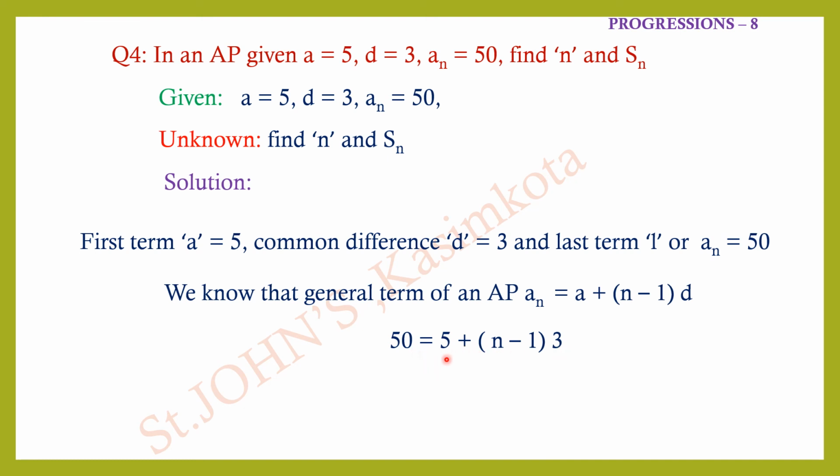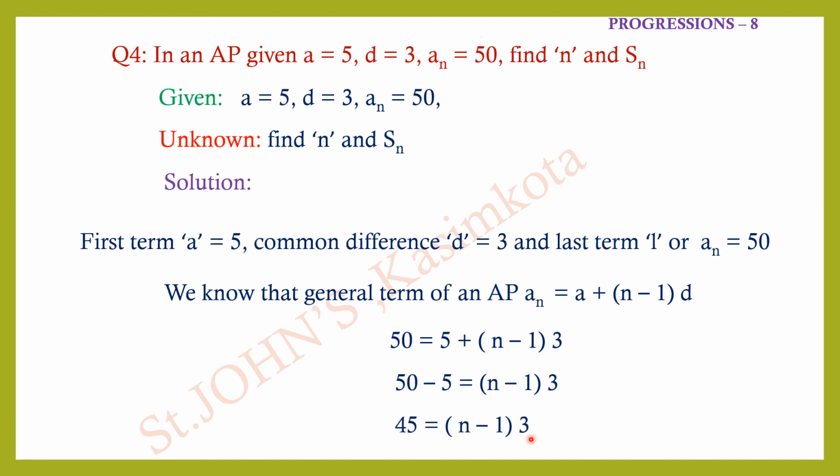50 equals 5 plus 3N, or 3 into 1, 3. Otherwise, 5 is in addition position, move to the opposite side, minus. 50 minus 5. So transposition: 50 minus 5 equals (N minus 1) into 3. So 50 minus 5, we get 45. 45 equals (N minus 1) into 3.